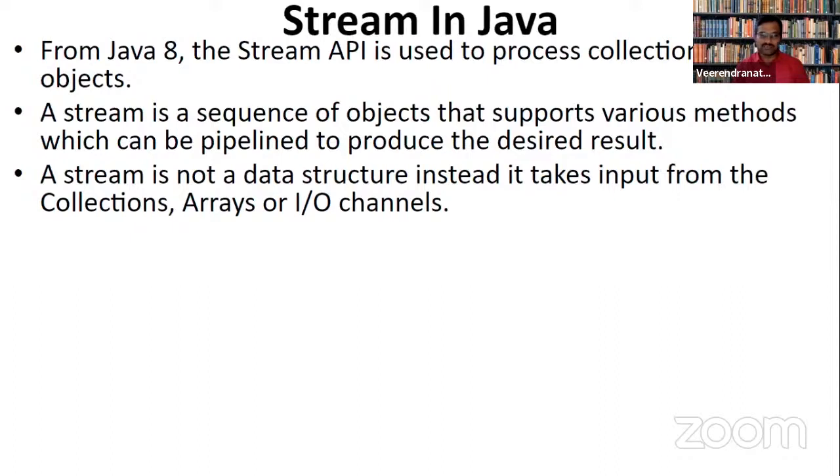It takes its input from collections, arrays, or other resources such as I/O, but it is not a data structure. To give you a clear idea: stream is an API which will process a collection of objects. A stream is a sequence of objects which supports various methods, and those methods are pipelined, meaning they do their activities one by one. And one point to be clear about is that it is not a data structure.